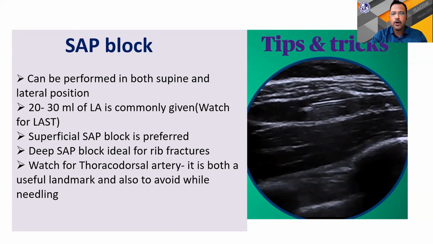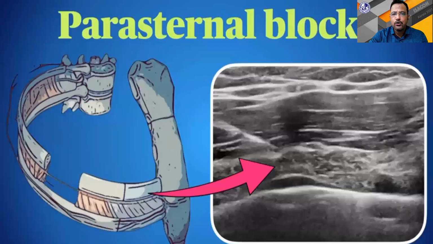Deep serratus anterior plane block is ideal for rib fractures. And what about the thoracodorsal artery? It is a useful landmark, and you also have to avoid it while you are doing your needling.